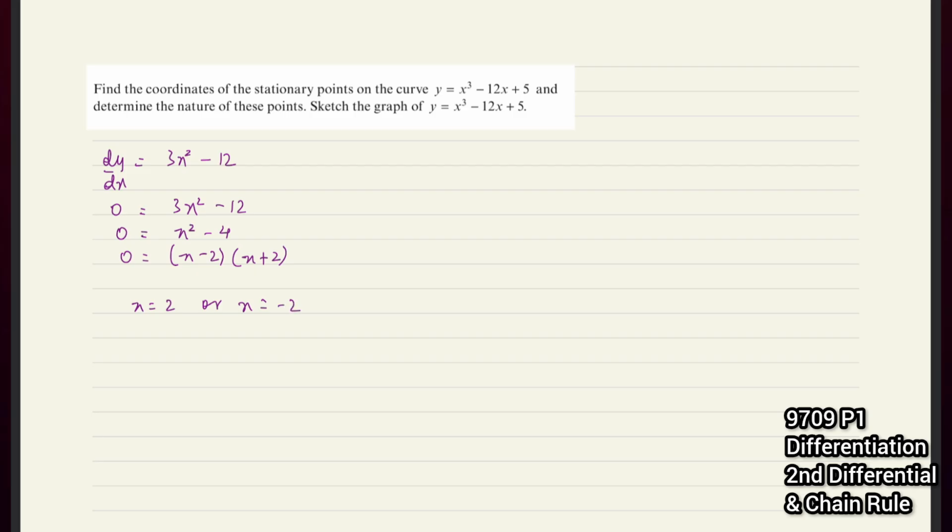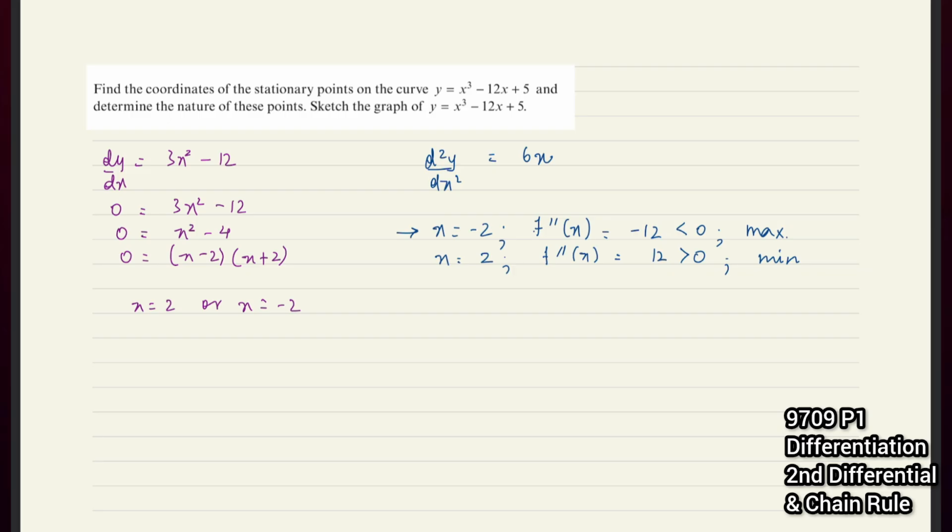We need to determine the nature of these points, whether these are maximum or minimum. For that, we need to find the second differential. So d²y/dx² is equal to 6x. When x is equal to -2, the second differential is equal to -12, which is less than 0. It means this is a maximum. When x is equal to 2, the second differential is equal to 12, which is greater than 0, meaning minimum. So when x is -2, that is the maximum point, and when x is 2, that is the minimum point.